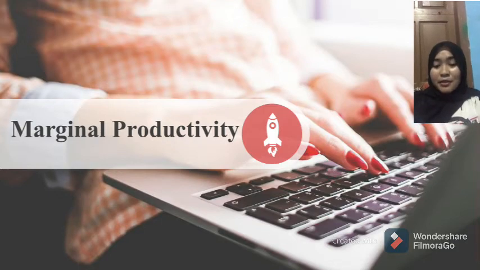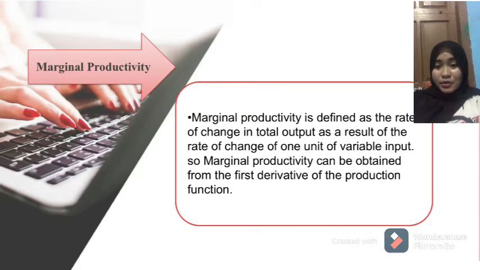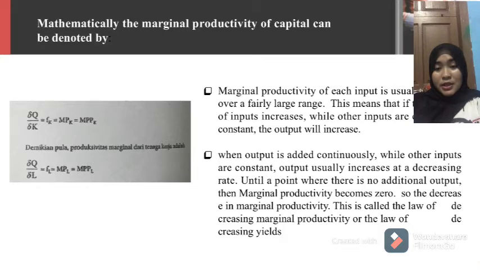Okay, the first material is about marginal productivity. So, what is marginal productivity? Marginal productivity is defined as the rate of change in total output as a result of the rate of change of one unit of variable input. So, marginal productivity can be obtained from the first derivative of the production function. Okay, next, mathematically, the marginal productivity of capital can be denoted by, you can see the picture.